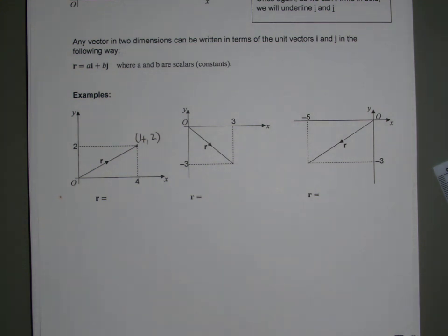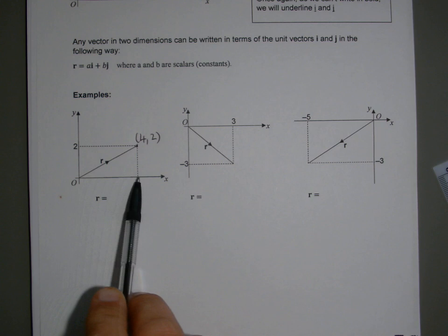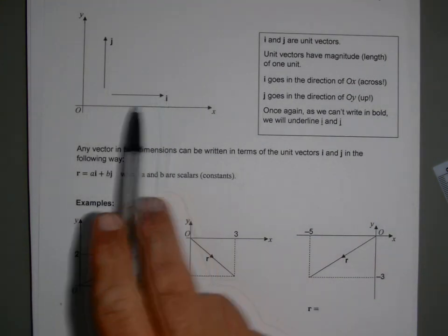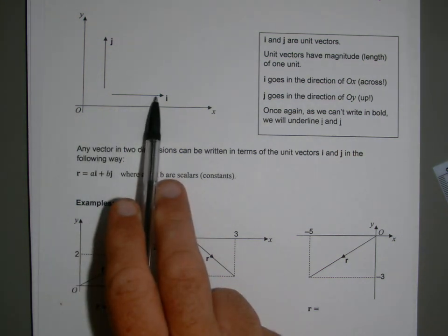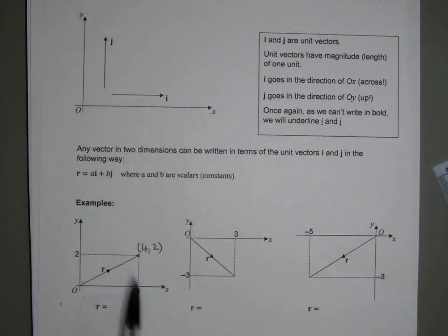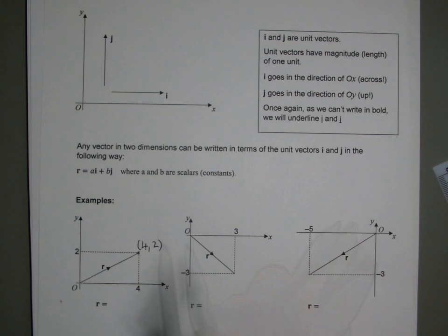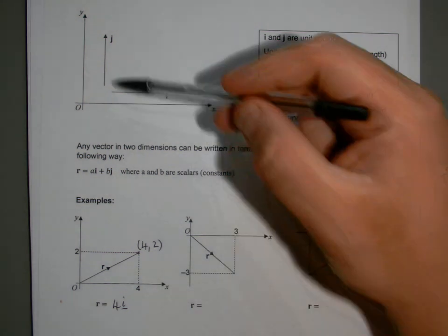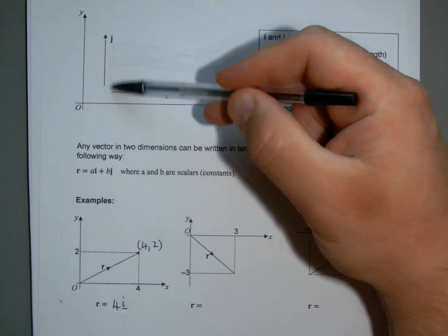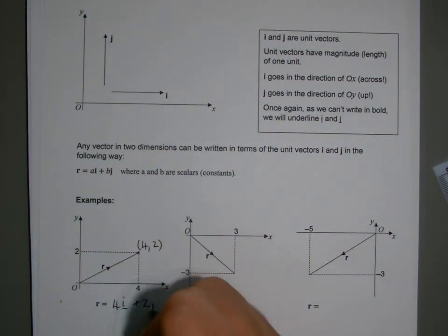But in terms of vector notation, you just need to appreciate that to get to that point, you've got to go across the x-axis to 4. If we think back to the definition, i represents going across the x-axis a distance of 1, because it's a unit vector of length 1. So if I'm going across to 4, we need to go across 4 of these. So I'll write this as 4i. And then we're going up the y-axis a distance of 2.